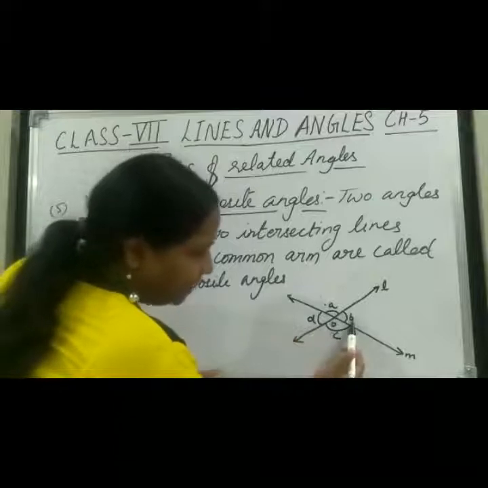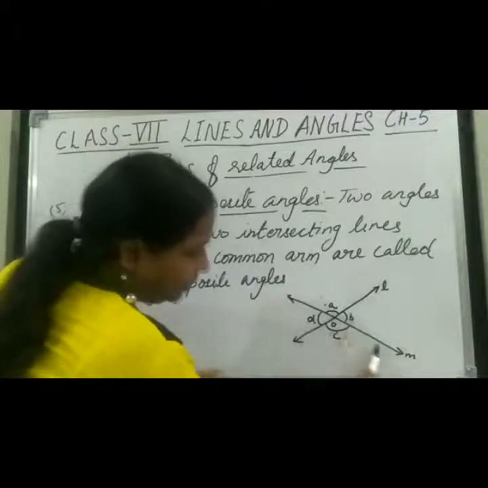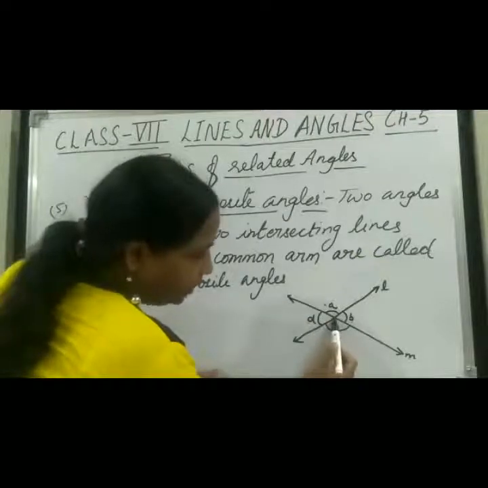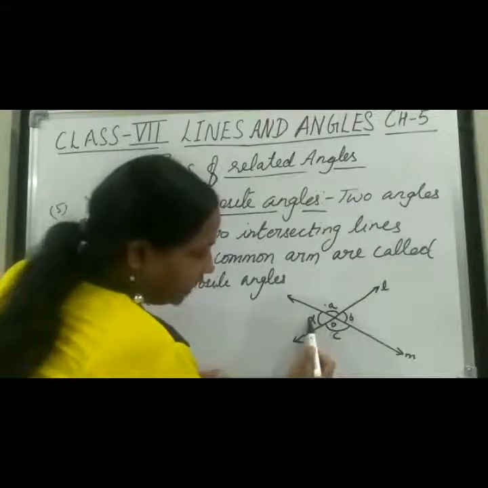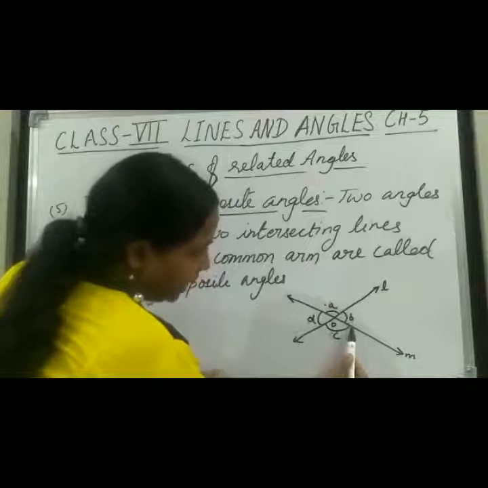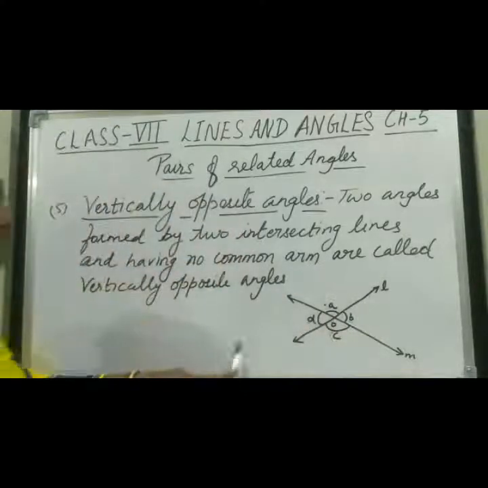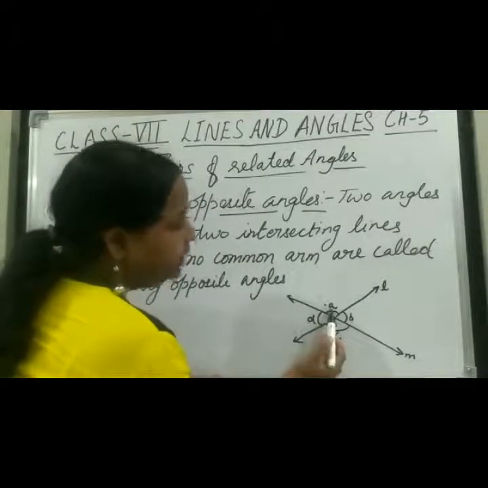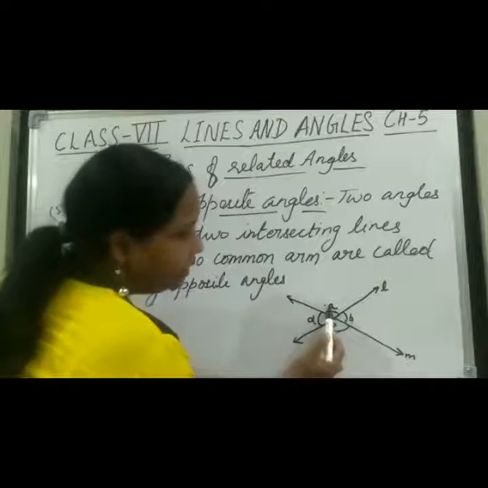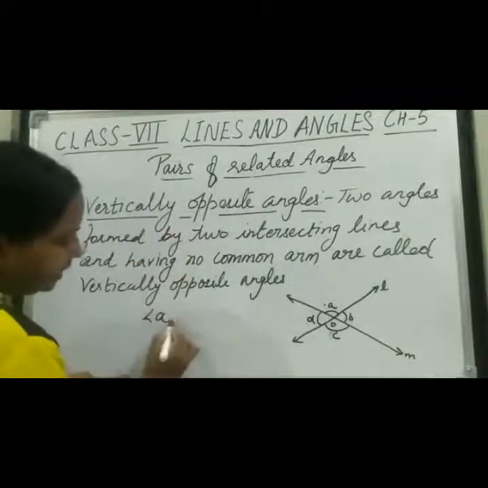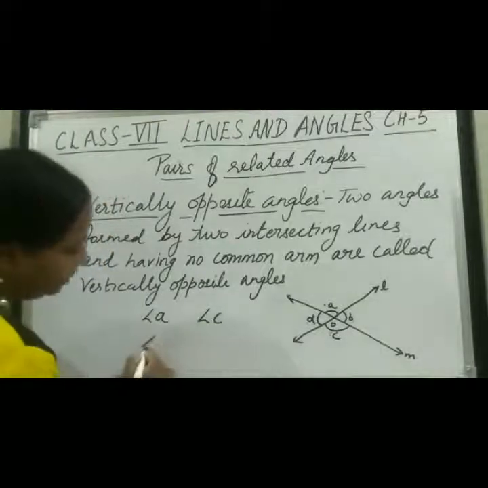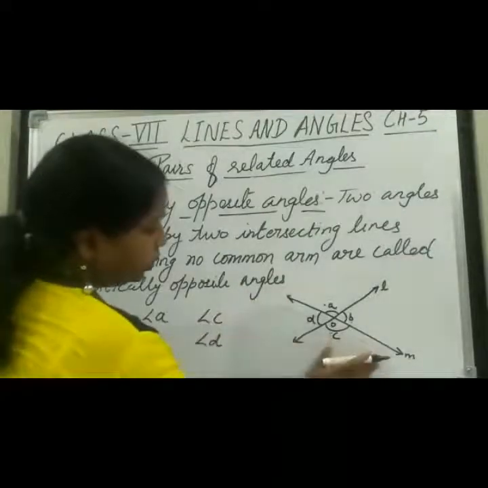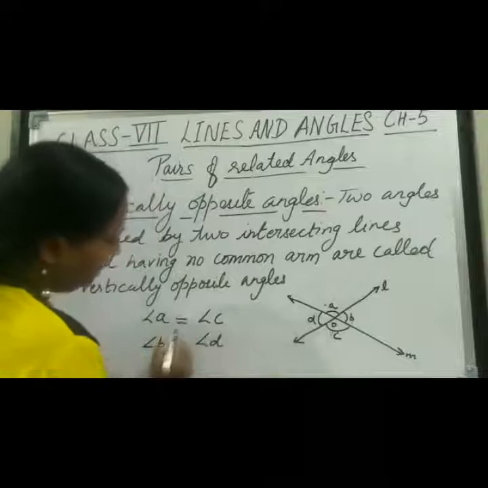Same way, this angle B and D. This angle and this angle do not have any common arm, and they both have a common vertex, that is O. They are also known as vertically opposite angles. So when two lines intersect each other at a common point, they form vertically opposite angles. Here A and C are vertically opposite angles, and angle B and angle D are vertically opposite angles. So vertically opposite angles are always equal.